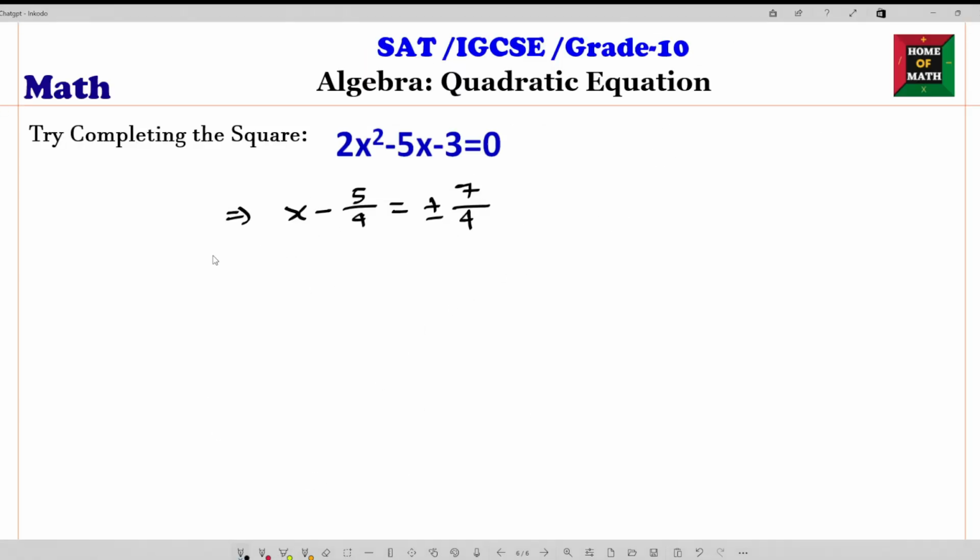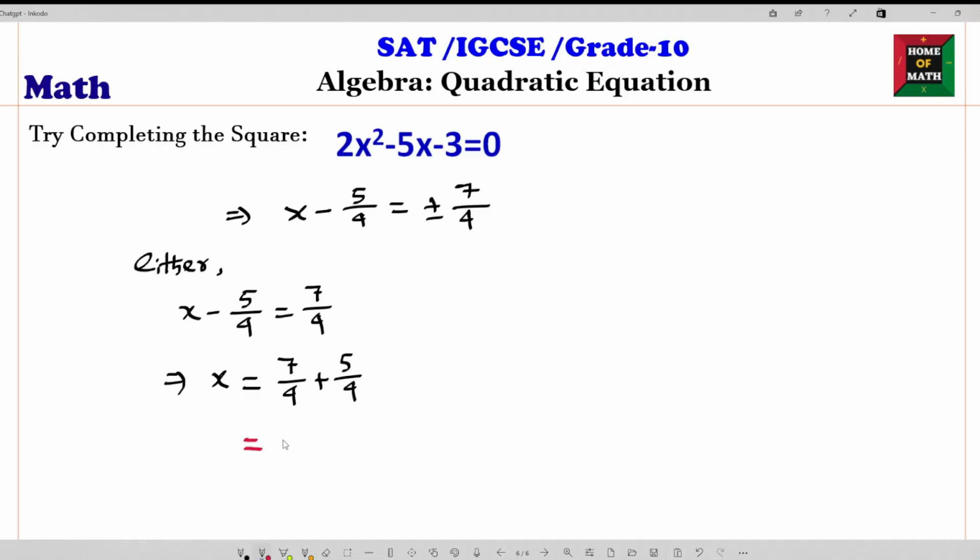So here is either x minus 5 divided by 4 equals plus 7 by 4. It means x equals 7 by 4 plus 5 divided by 4. Now 7 by 4 plus 5 by 4, we can make the LCM. So here is 4, so 7 plus 5 means 12, divided by 4, so the answer is 3.